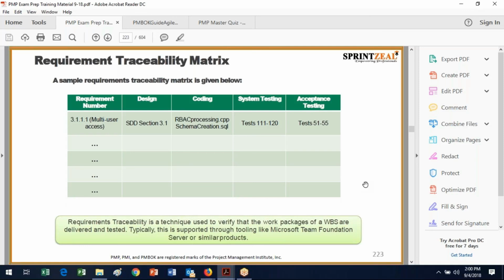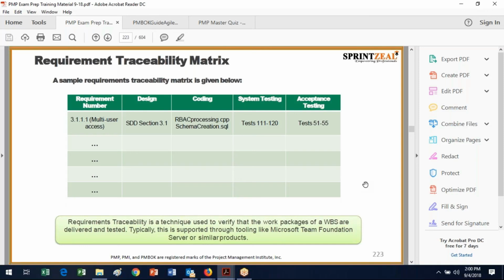So therefore, if somebody all of a sudden says, okay, I've got to make a change to the design, SDD section 3.1, then you've got to look back into requirement 3.1.1.1 and say, okay, how would this change in the design be reflected in these requirements? Are we actually fundamentally changing the requirements? And then, of course, if we are, we've got to go through the change control process.